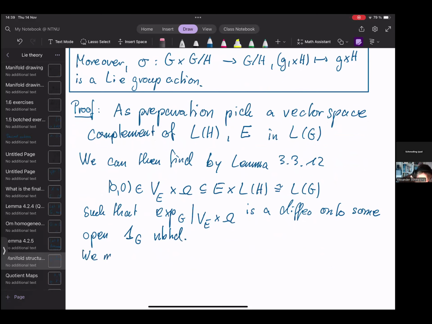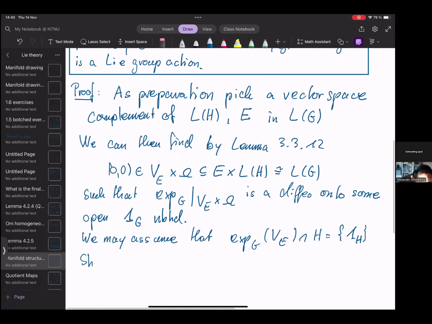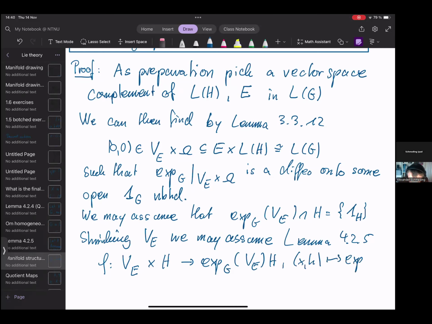And we may assume that if we just look at exp_G of this subset V_E and intersect this with H, this is the unit element in H, which is of course the same as the unit element in G. And shrinking V_E, we may assume by our preparatory result, which you can watch a video on, lemma 4.25, that phi, the map which goes from V_E times the subgroup H to the exponentiated version of V_E times H and sends (X, h) to exp_G(X) times h, is a diffeomorphism. Okay.